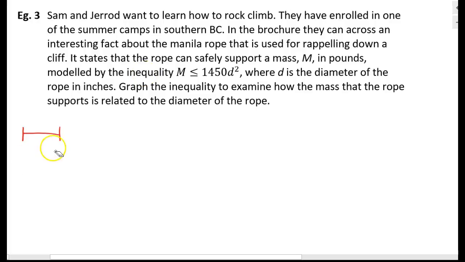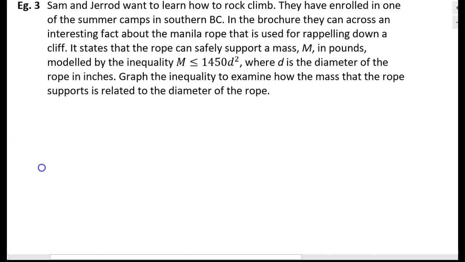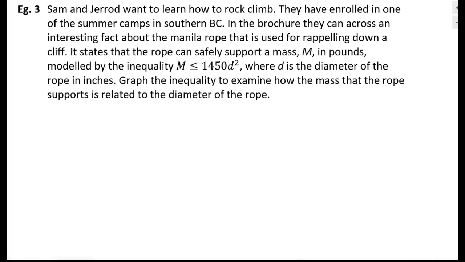So we're going to graph the inequality to examine how the mass that the rope supports is related to the diameter of the rope. Okay, so first things first, we look at the equation and we're like, okay, is that vertex form or general form? You could argue that it's either one. If we think about it in terms of vertex form, I'm just rewriting it down here for comparison's sake.